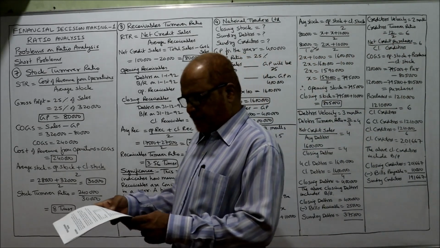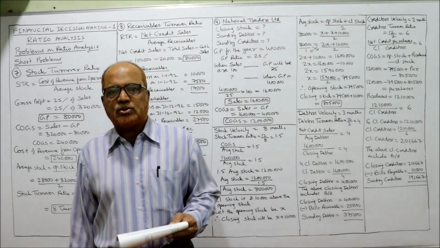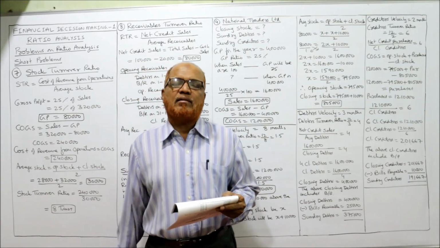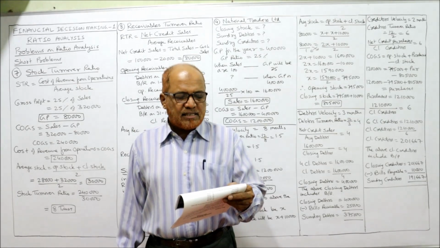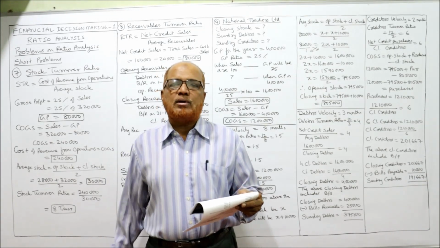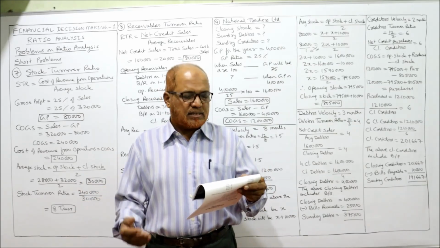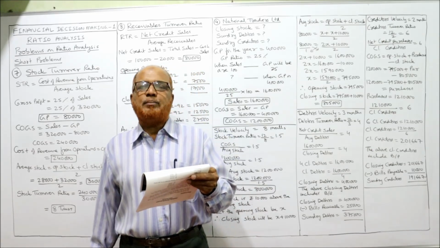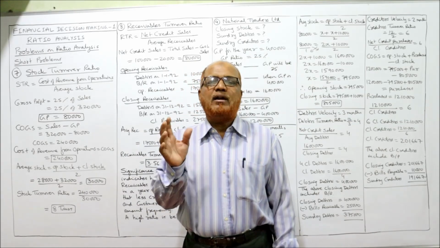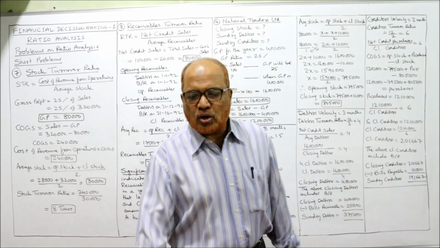See the problem number 7. Given opening stock 28,000, closing stock 32,000. Whenever opening stock and closing stock are given, we can calculate the average stock, and sales are 3,20,000. Earlier it was called sales. Nowadays it is called revenue from operations. Name is changed, but revenue from operations means sales. Gross profit ratio is 25% of sales. Calculate stock turnover ratio or inventory turnover ratio, means same. So only one ratio it is asking you, stock turnover ratio.